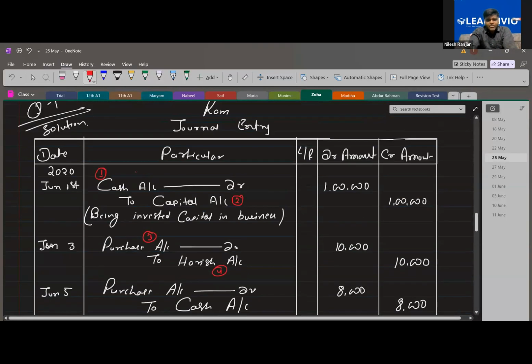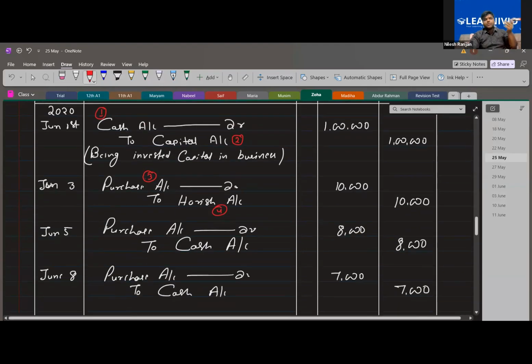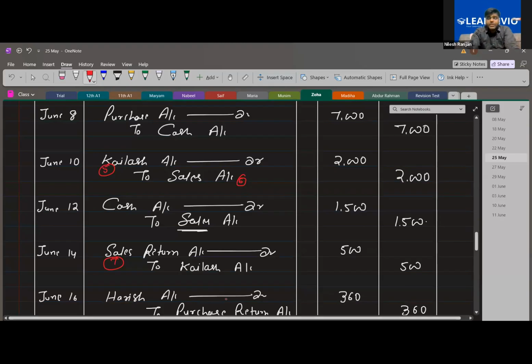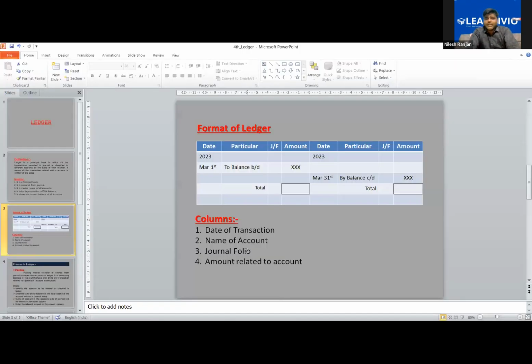So one account will be for cash. Generally, we leave more space for cash because cash transactions are more. Then the second account will be for capital, then purchase account, then Harish account, then Kailash account, sales account, these types of transactions. So this is the first step in preparation of ledger: you count the number of accounts written in the journal entries and you create the same number of formats. Is that clear? Okay, please write this format and the detail.